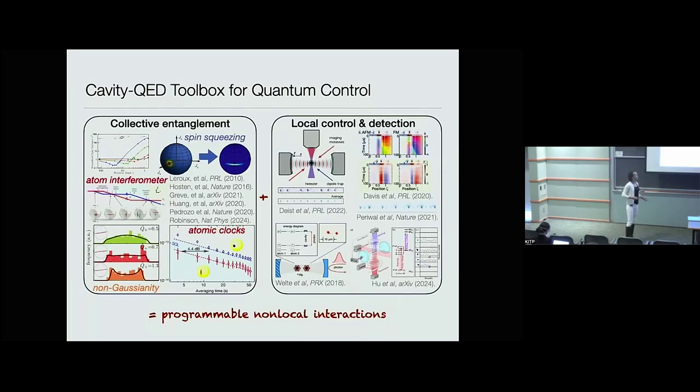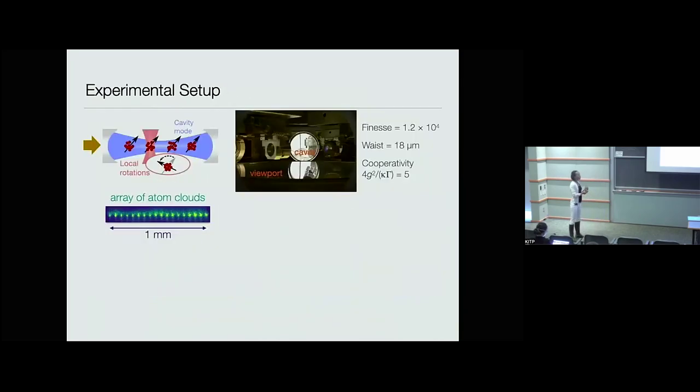And then there's been this parallel set of developments of applying local control and detection to cavity QED systems. I think you'll probably hear from Dan this afternoon about controlling and detecting individual atoms in an optical cavity. And in our work, we've been working with clouds of atoms that we can locally control. So bringing those two things together, the experimental platform looks something like this.